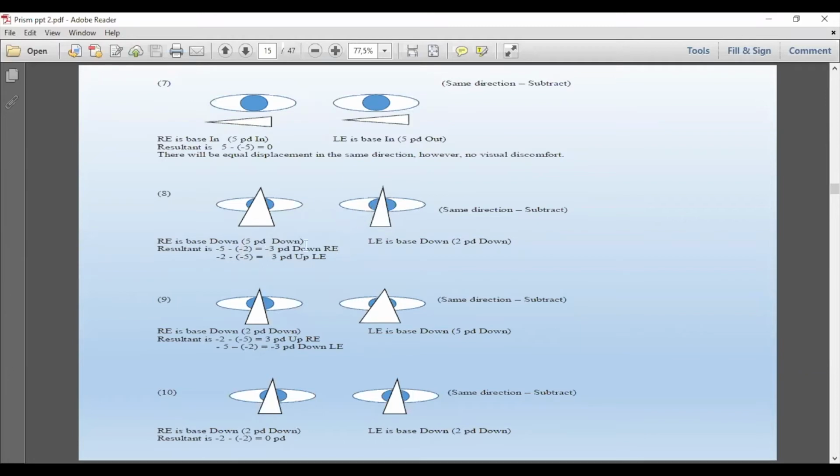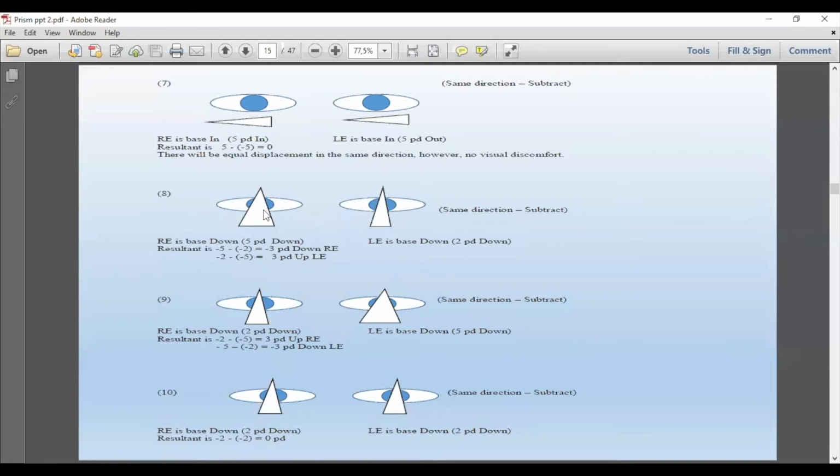Now, as you can see over here, there's unequal displacement. There's more displacement in the right eye than the left eye. So for your resultant, you've got -5 plus 2, so you're going to have 3 down in the right eye, or alternatively, relative to the right eye, we're going to have 3 up in the left eye. Either way. But don't make the mistake of mixing up your directions, because if you mix your directions up, you're going to enhance the problem. So don't mix your directions up.